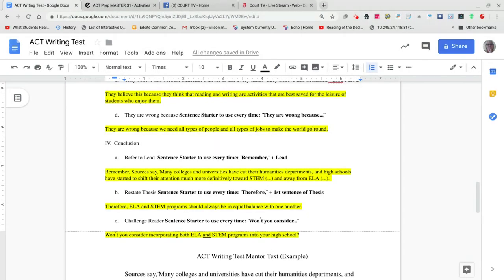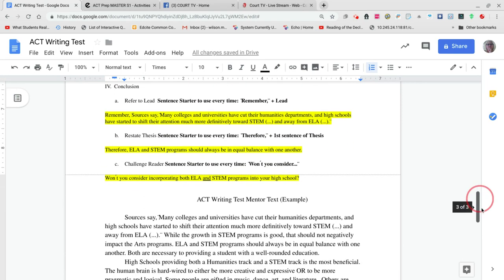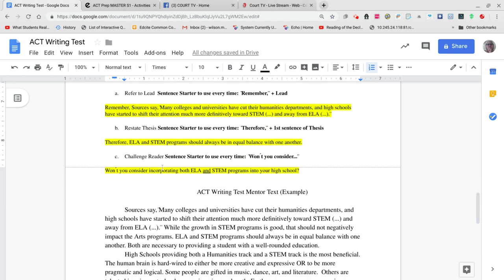We're going to restate the thesis, so I'm just adding an adverbial conjunction here, or a transition word. Therefore, ELA and STEM programs should always be in equal balance with each other. And I'm doing just the first sentence of the thesis. And then another sentence starter for the last sentence of the essay. Won't you consider? Won't you consider incorporating both ELA and STEM programs into your high school? And your essay is done.